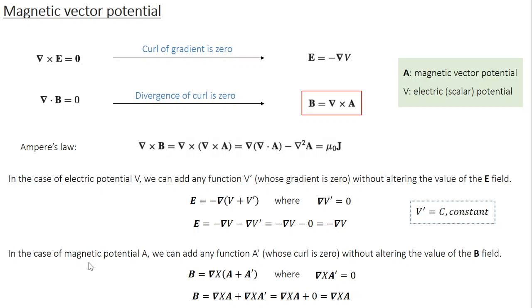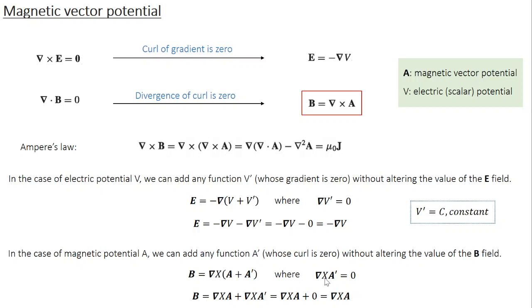Similarly, for the magnetic potential A, I can always find an A prime. An addition of A prime doesn't change the value of the magnetic field, provided curl of A prime equal to 0. So B is equal to curl of A. I am going to add an A prime to it such that curl of A prime equal to 0. So B equal to curl of A plus curl of A prime. Curl of A prime equal to 0. So this is curl of A plus 0, which is curl of A. So addition of A prime doesn't change the characteristics of the magnetic field.